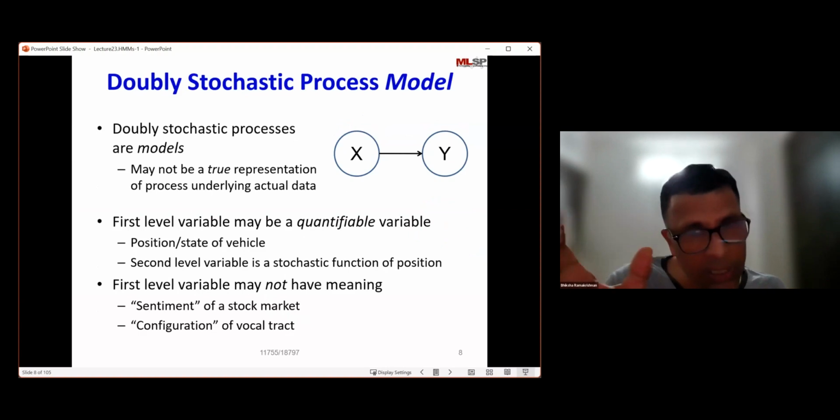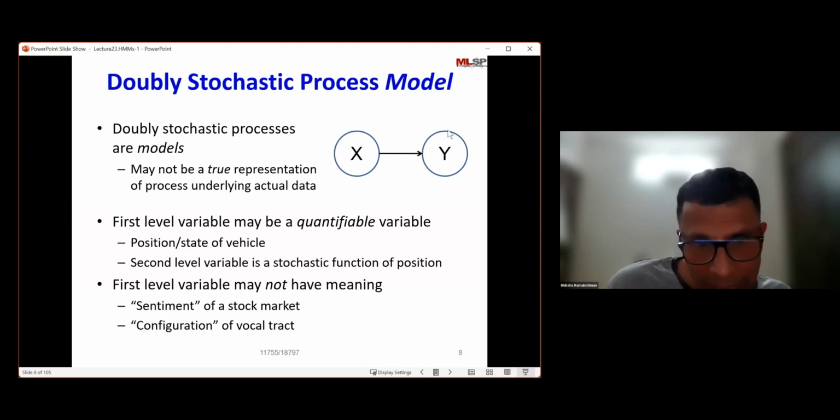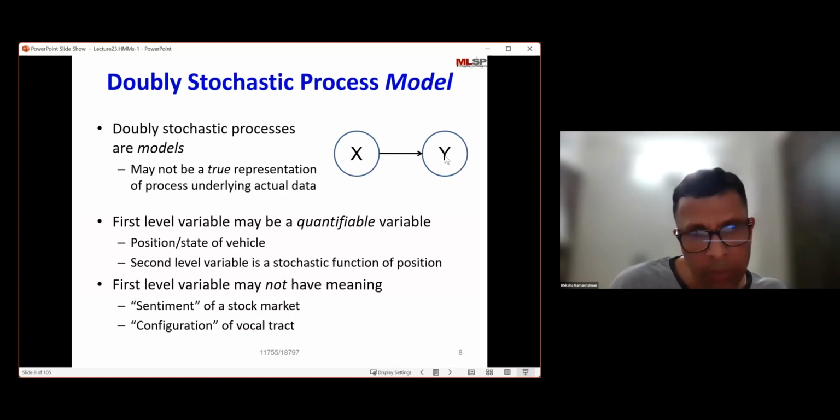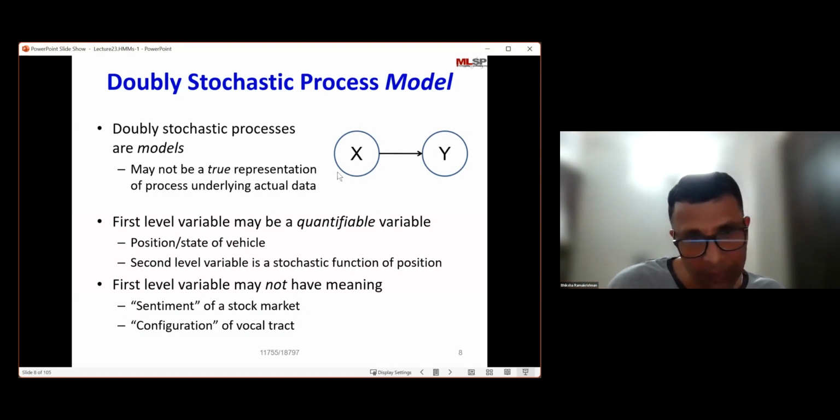And then having come up with this hypothesis, you put math to it, and this becomes a doubly stochastic process model. In this kind of setting, the first level variable, which was the wind in our example, could be a quantifiable variable, like the position of a vehicle or an actual wind velocity, right? And the second level variable would be a random function of this first quantifiable variable, like what you observe from the car or the radar measurements you take are a stochastic function of the position. So in this setting, x has some physical meaning.